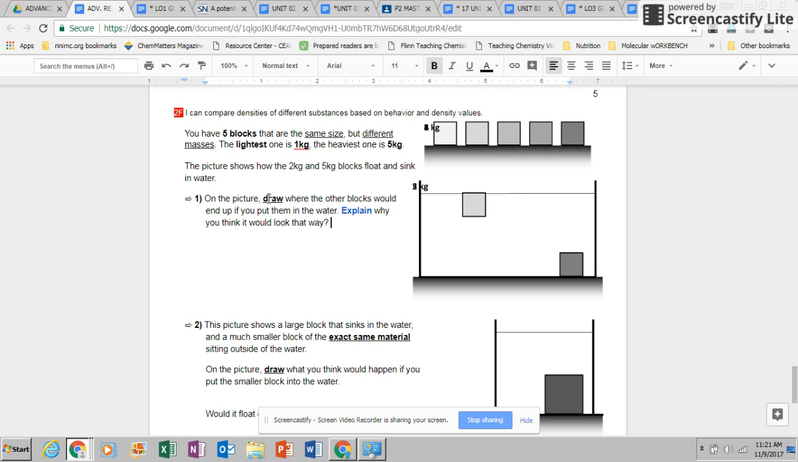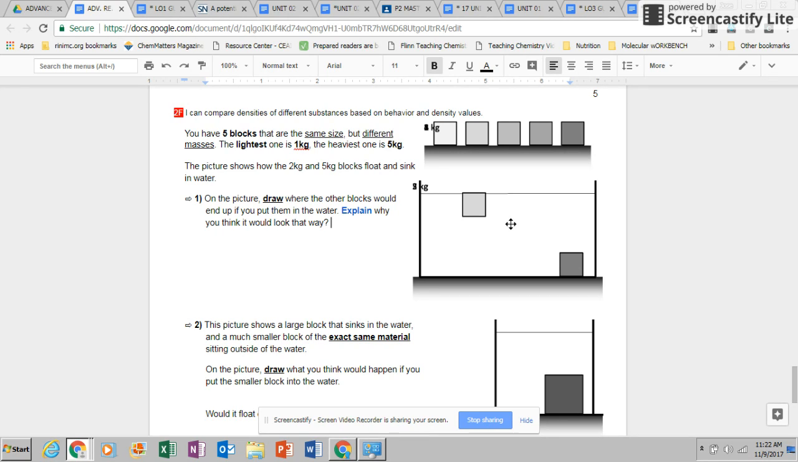Then it's asking you to draw where the other blocks would fit in and explain why it will look this way. So if 2 is barely floating, or it is floating, then 1 must be floating a little more because the sizes are all the same. So the size is really not going to be a major difference here. We can strictly go by the mass. So if 2 is floating this much, 1 should be a little less, and 3 should sink a little more, and 4 a little bit more, and 5 is all the way in the bottom.